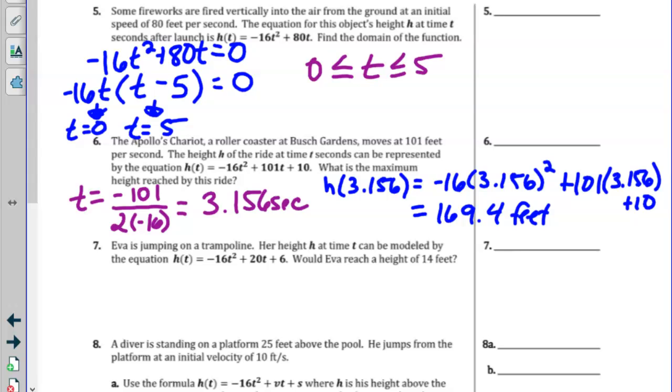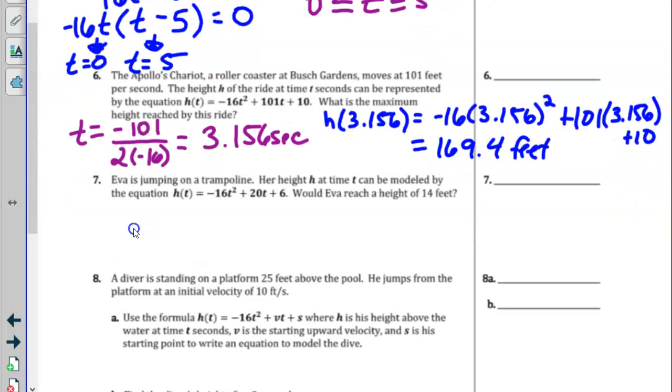Alright, number 7 is another maximum height, but it asks, would Eva reach the height of 14 feet? We have time. Let's do one more and then I'm going to stop. Eva is jumping on a trampoline. Her height h at time t can be modeled by that equation. Would Eva reach a height of 14 feet? So how do I determine whether or not she'll reach a height of 14 feet? You gotta find the maximum. Very good.